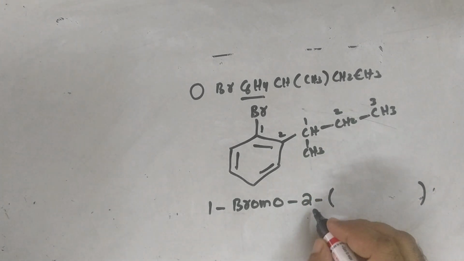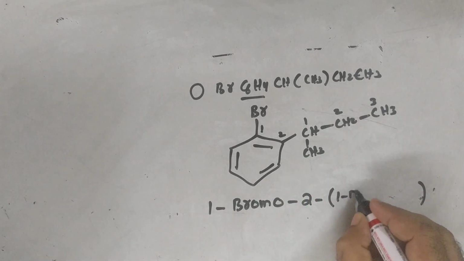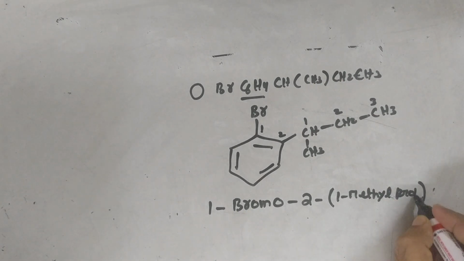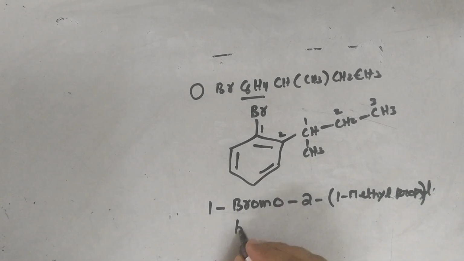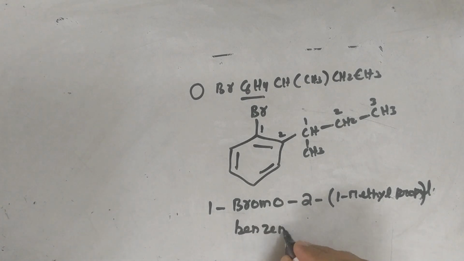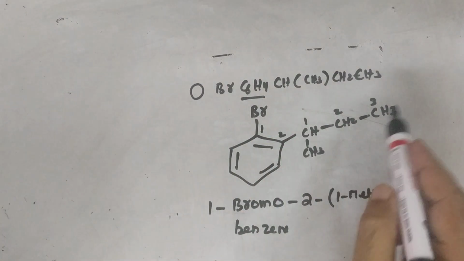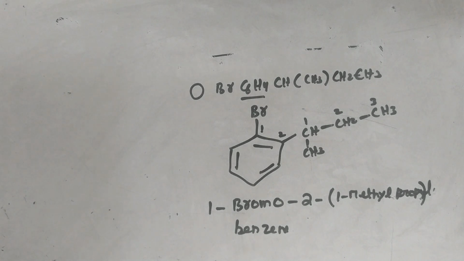So this is 2, and this is 1-methyl propyl benzene. An example of haloarene. Why is it haloarene? Halogen is directly on the benzene ring. So this is another nice example. The last 4 examples in fact are quite interesting and need to be practiced, because if you can't write the expanded form from the condensed form, then there will be a lot of difficulty.